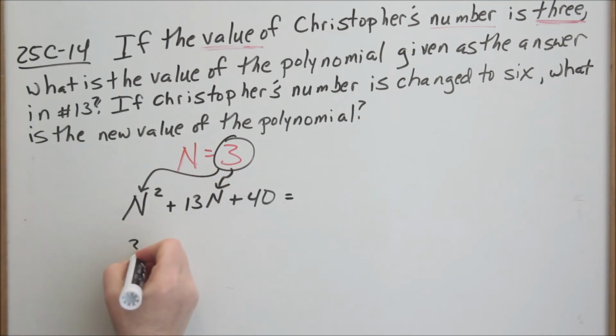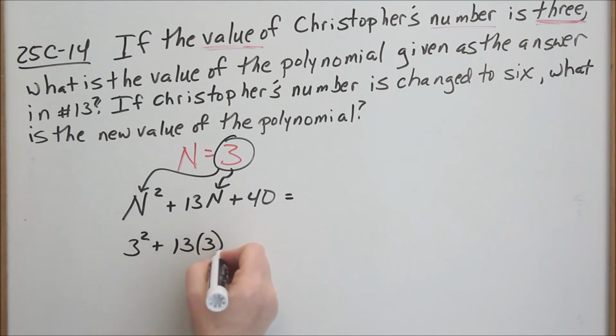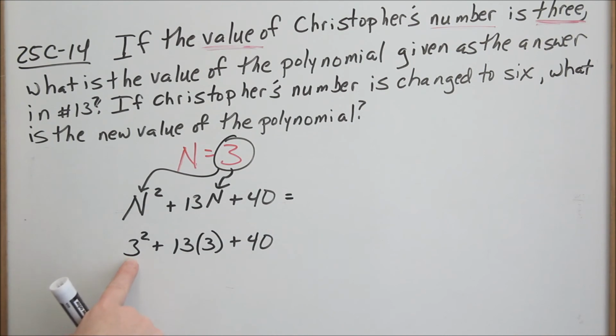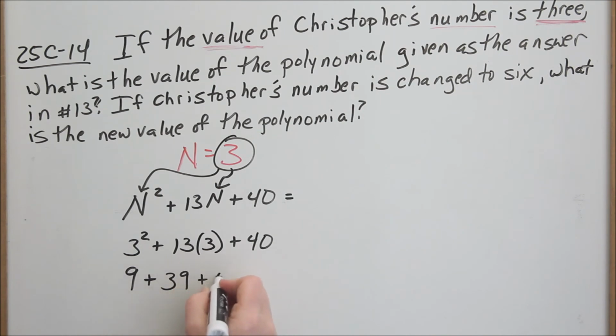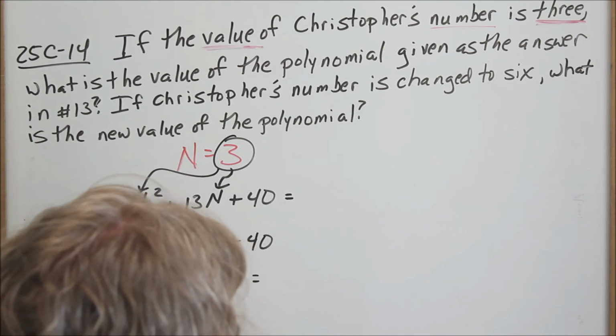So here, 3 squared plus 13, remember 13n means 13 times n, times 3 plus 40. Now we follow PEMDAS. PEMDAS says do exponents first. 3 squared, don't tell me it's 6. 3 times 3, 9, plus 13 times 3, that would be 39, plus 40. PEMDAS says do exponents first, then do multiplication and division. That's why I did that next. I did my exponents, now I can do my multiplication and division. Now I add, and PEMDAS says you need to add from left to right.